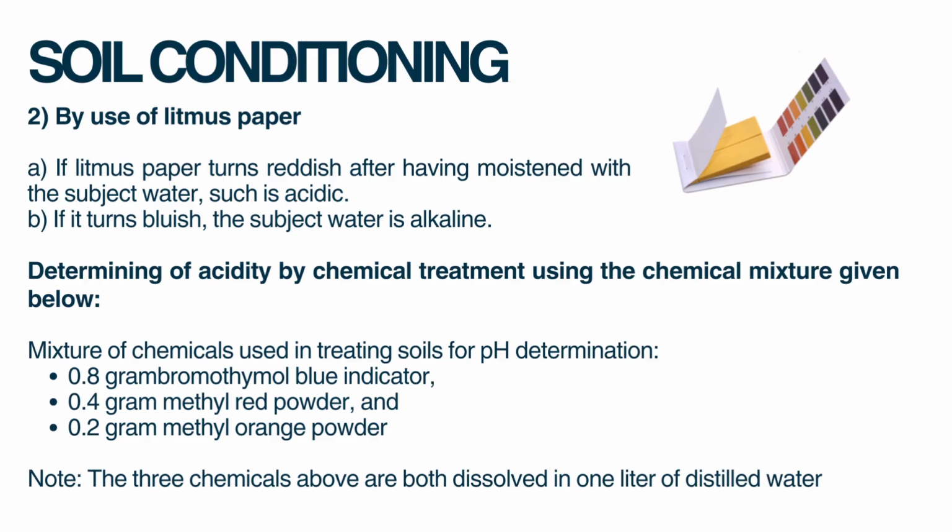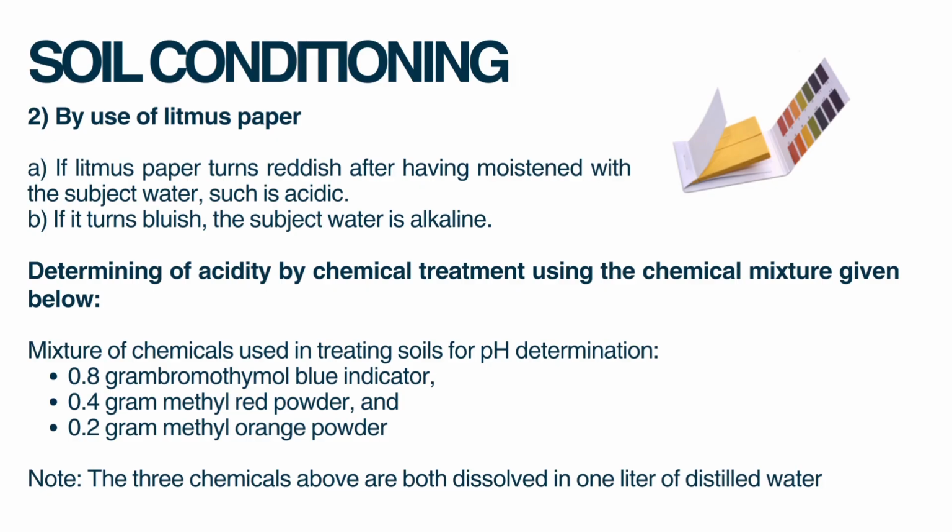Second, another practical way to determine acidity is by using litmus paper. If litmus paper turns reddish after being moistened with the pond water, this indicates that the water is acidic. If the litmus paper turns bluish, the water is alkaline.